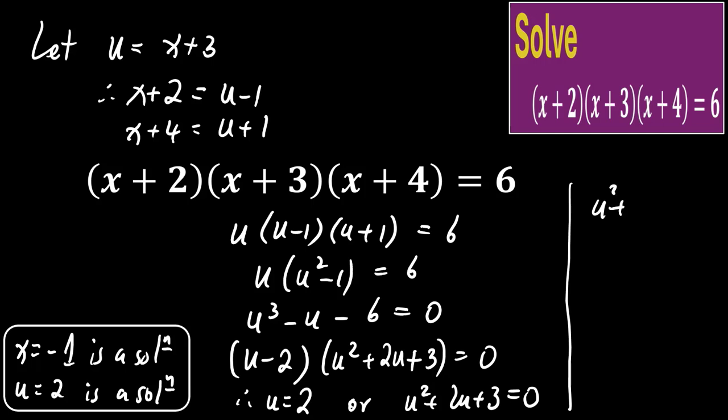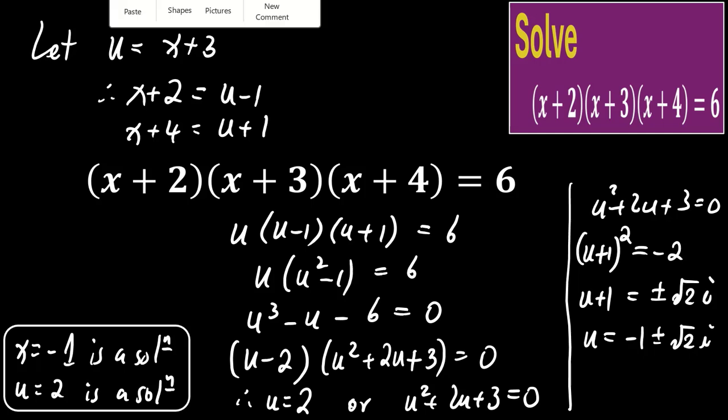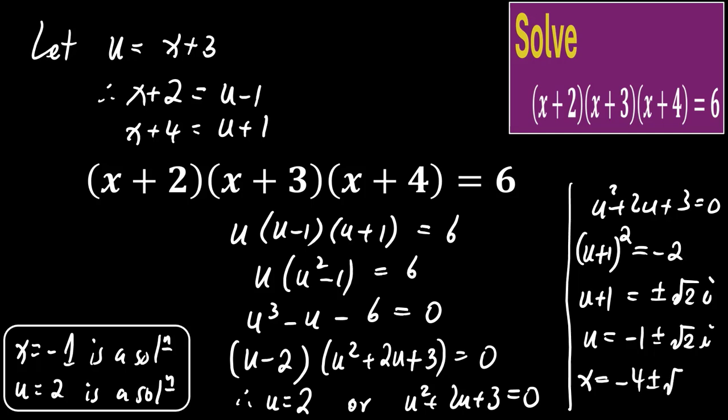And for u² + 2u + 3 = 0, we can complete the square and get (u + 1)² = -2. So u + 1 equals plus or minus square root of 2 i, and therefore u equals -1 plus or minus square root of 2 i. And since u equals x + 3, x will equal -4 plus or minus square root 2 i, or the other one will be x equals -1.